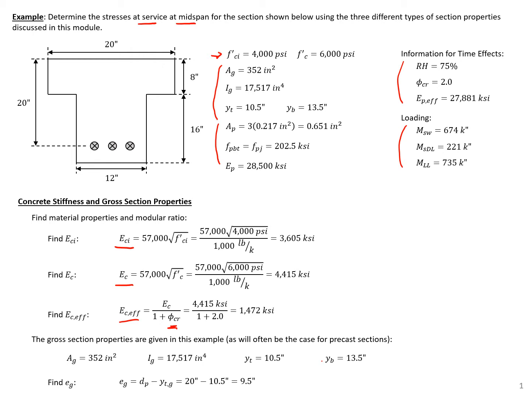We also have our gross section properties. They're given in this case, and they'll often be given for precast sections. If we don't have them here, then we would, of course, need to calculate them. And we can find our eccentricity due to the gross sections here. So we have that, just our d minus y top gross is going to be 9.5 inches.